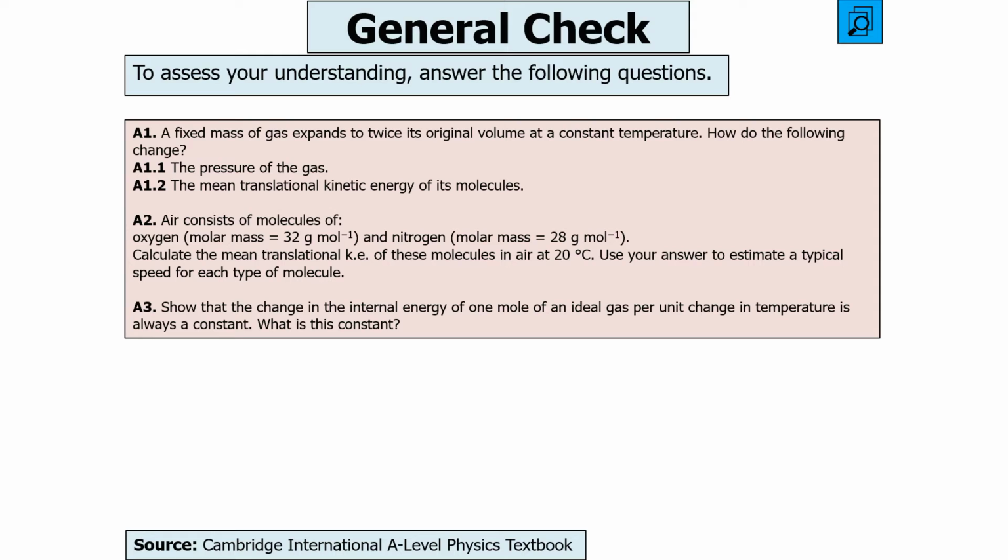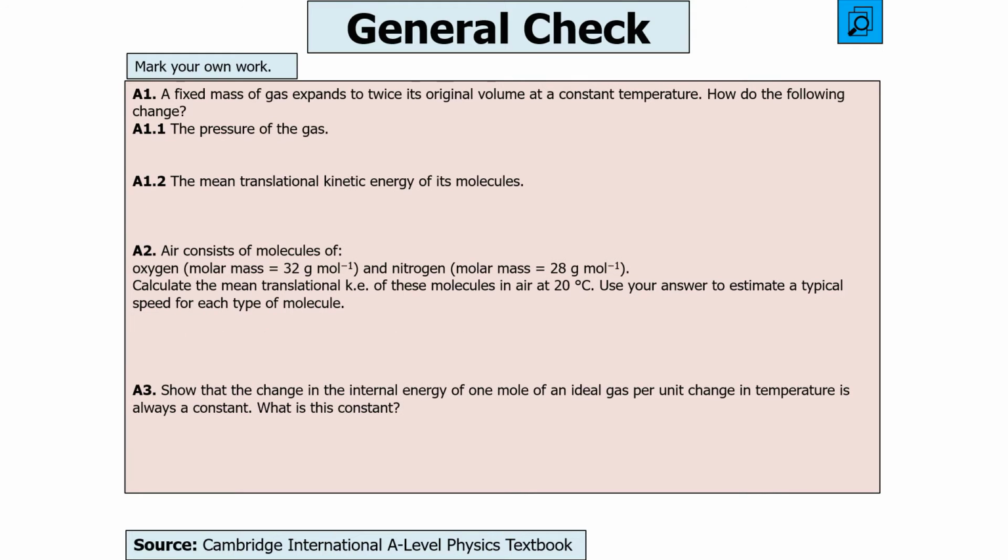So pause the video now, then unpause the video when you want to go through your answer. Right, we can see that, like we said before, PV equals a constant. So if it's now twice its original volume, therefore the pressure will halve. Now the kinetic energy will remain the same because E equals 3/2 kT. k and T are constant, so therefore the kinetic energy will be constant.